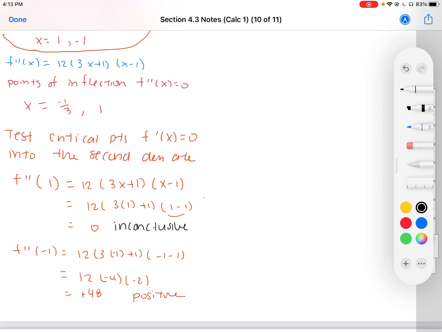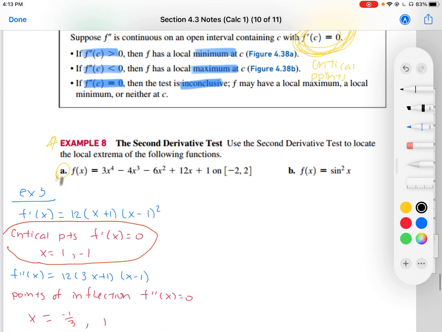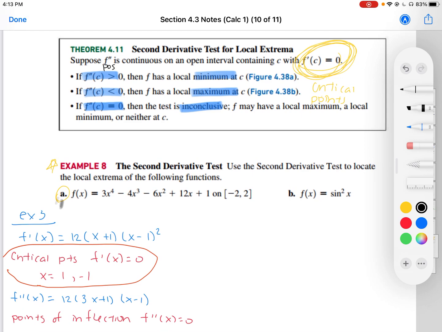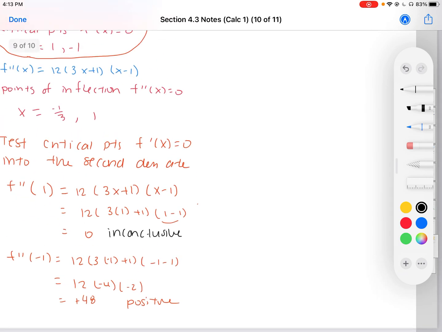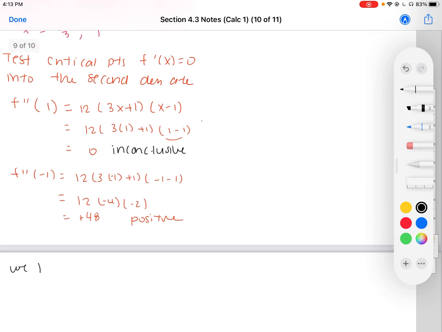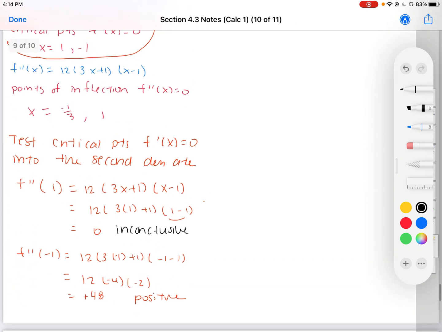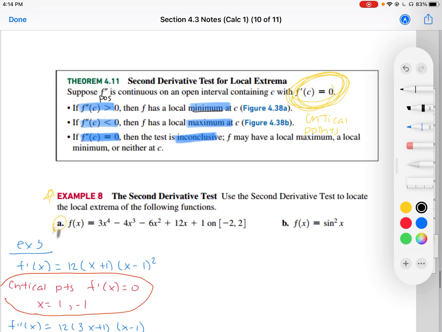And this one, because it's positive, what does it say? If it's positive, then we have a minimum. So we can say from our function that we have a minimum at x equals negative 1. That's so cool, right? I think it's exciting to see how one thing relies on the other to get to a conclusion.